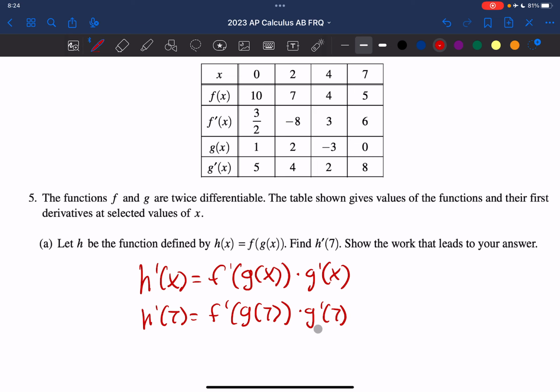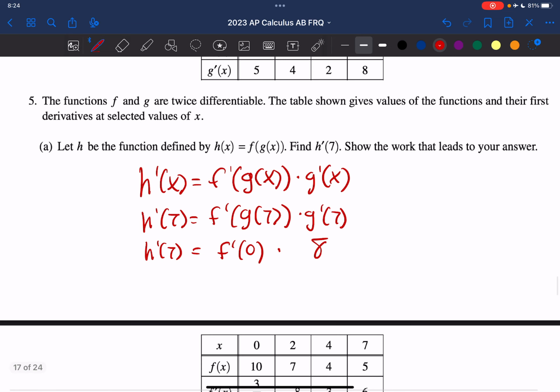So let's see. g prime of 7 is going to equal 8. g of 7 equals 0. So now we need f prime of 0, so that's 3/2. And so 8 divided by 2 is 4, times 3 is 12. So there's our value for h prime of 7.